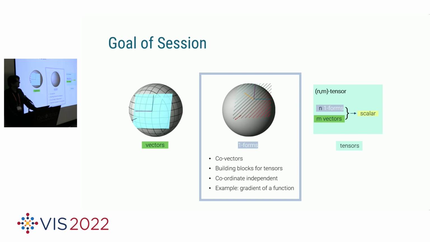Again, they are like vectors, they are coordinate independent objects, so they have a meaning that is not just fixed by the coordinate system, but we can visualize them independent of coordinate systems. And we will look at one specific example of a one-form, that's the gradient of a function. Something that's very well known, it's used all over in computer science, and often people still confuse it a bit and think it's a vector, but it's not a vector, it's a one-form.